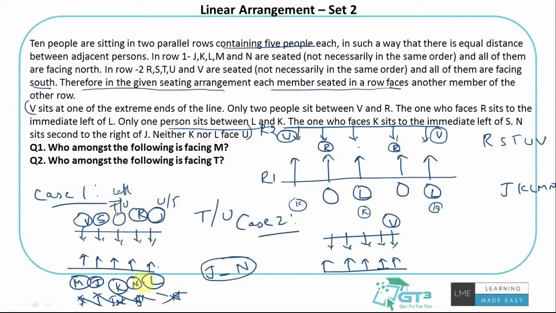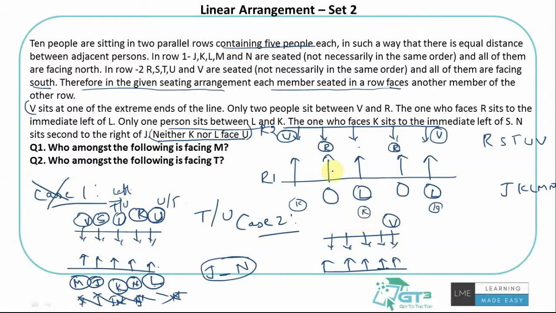But you see, K and L are sitting here. So irrespective of whatever the possibility, neither K nor L should face U. But here I am left with no choice. In this arrangement, if U sits here, he is facing K. If U sits here, he is facing L, which is contradicting the given statement. So that means this case is not a possible one. So let's look at the next case.